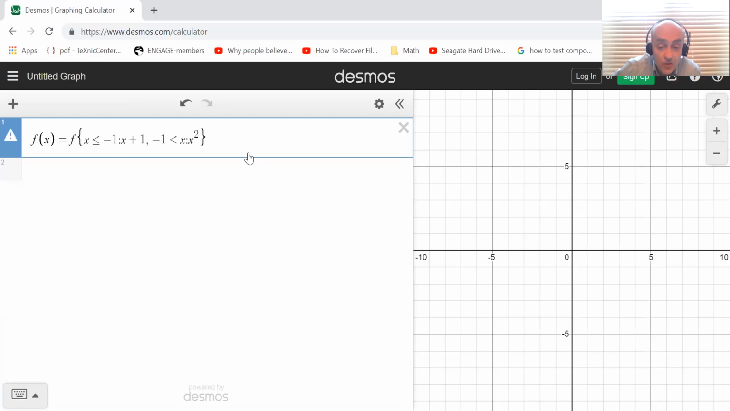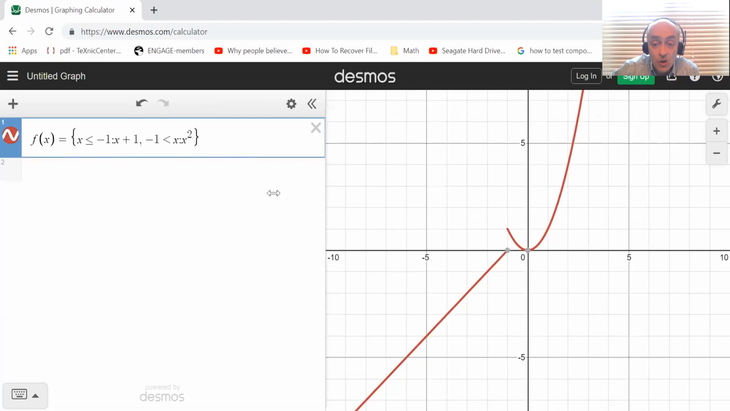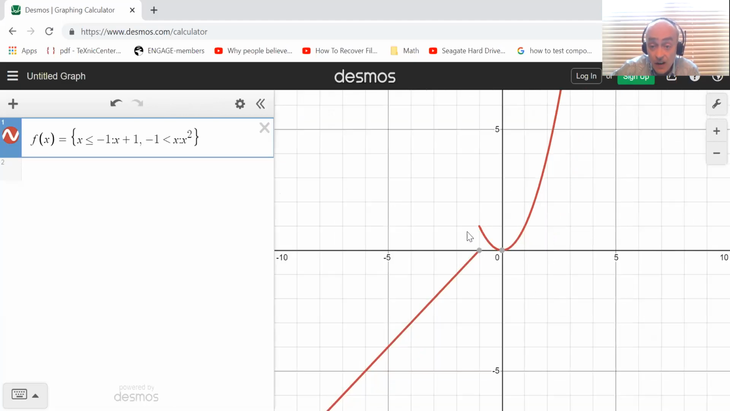okay, so I have a mistake here. So let's get rid of this thing here. So there we go. So I had an F for whatever reason in front of the formula, and that's going to give us, folks, this thing over here. So this is the graph of my piecewise defined function.